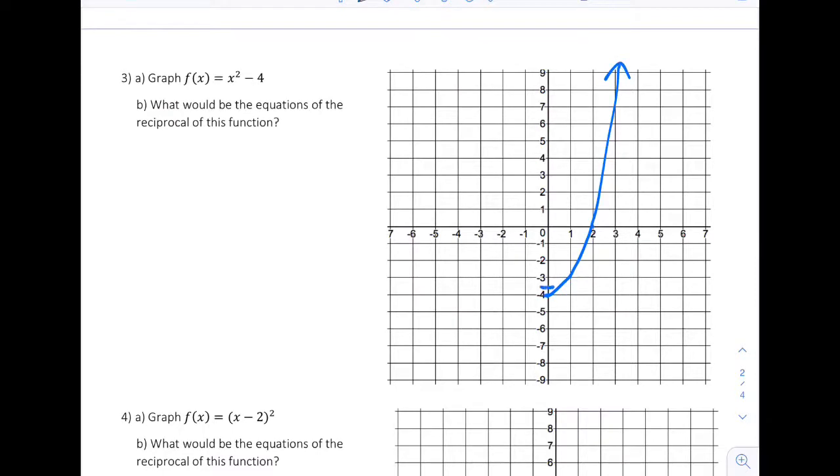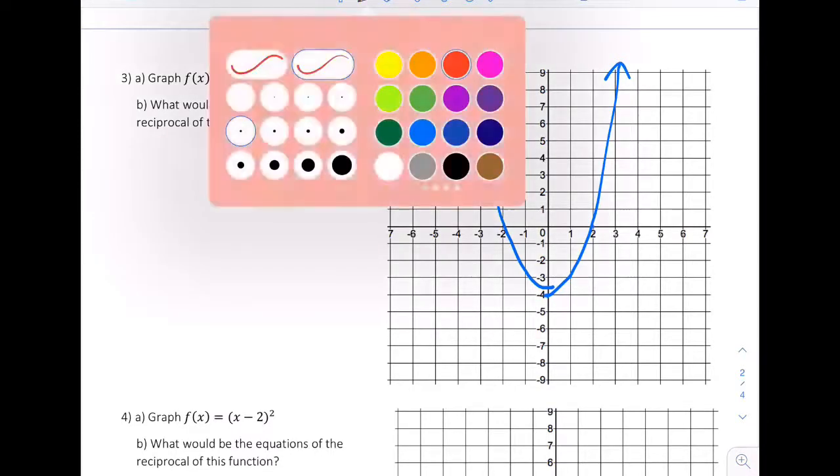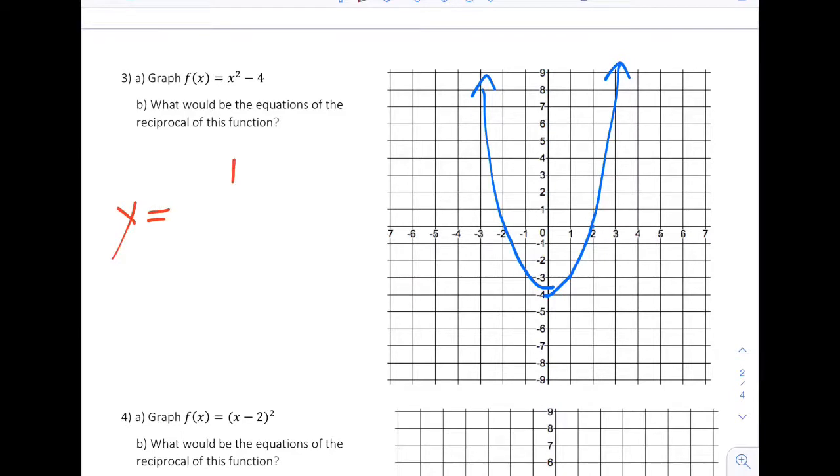Something like that. And like that. So if I'm trying to graph the reciprocal, which we'll draw in red, y is equal to 1 over x squared minus 4. If I look at that graph, I see that we have x-intercepts at -2 and +2. So that means we must have vertical asymptotes at -2 and +2. We also know that reciprocal functions will always have horizontal asymptotes at 0.